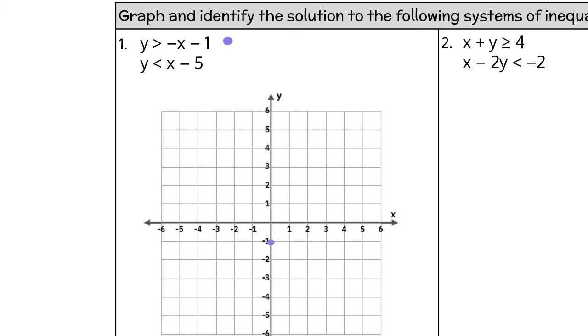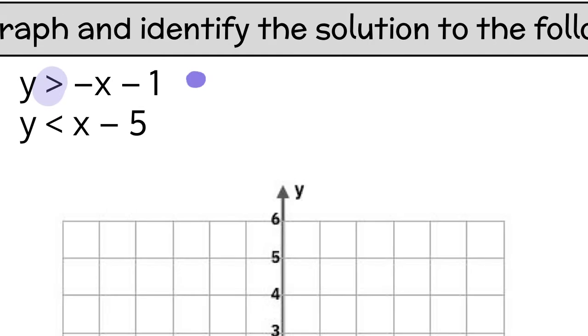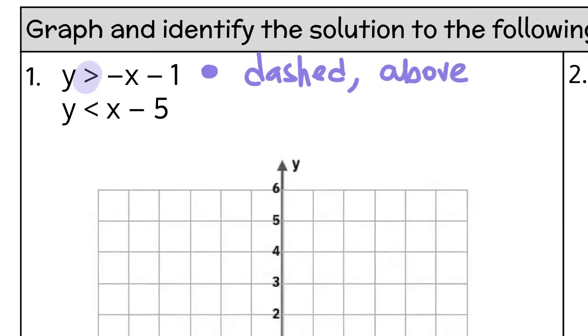So when we count slope, we're going to go down 1 over 1, down 1 over 1, and so on. So just put some dots so I can match them up. Okay, and then lastly, the symbol here is a greater than symbol. So greater than means that we are going to have a dashed line and we are going to shade above.